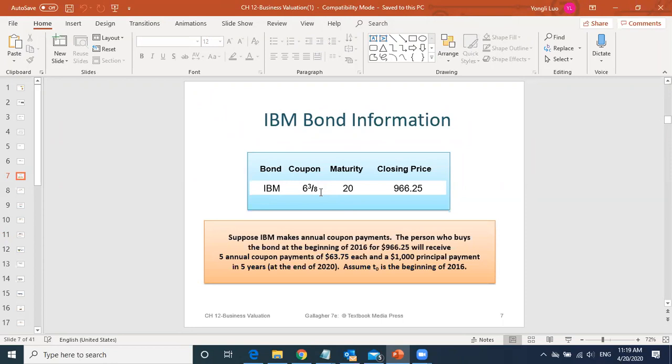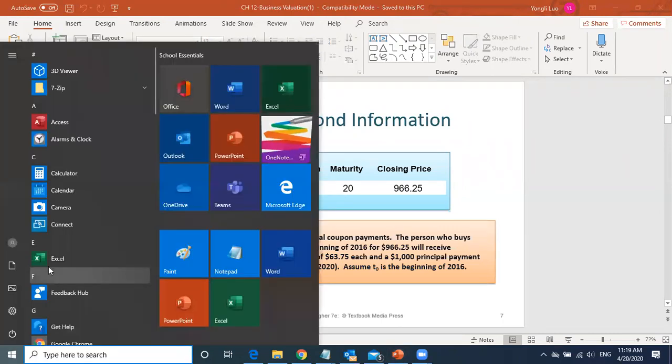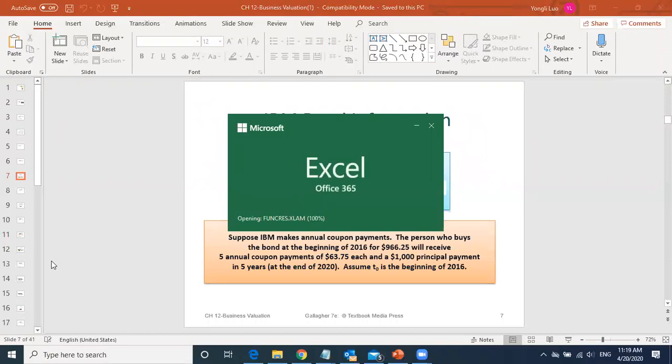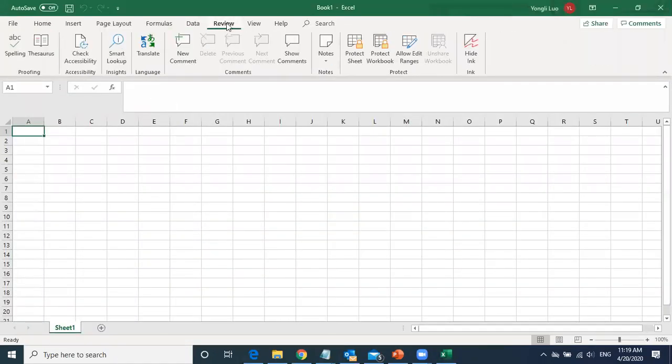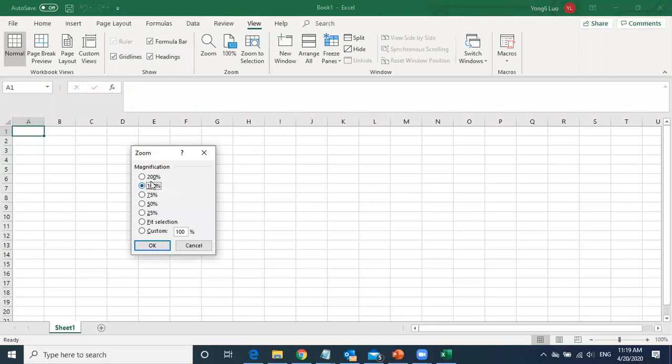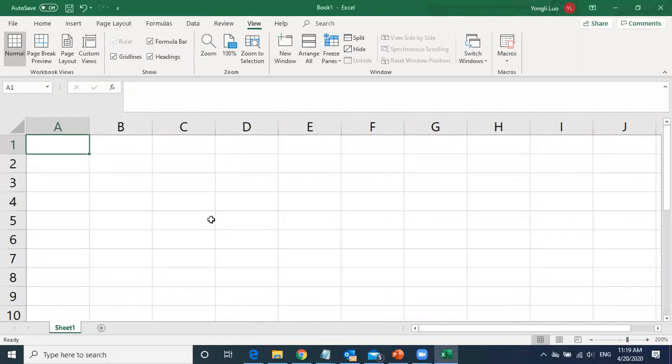So let's open an Excel spreadsheet. Now you have your computer, open an Excel spreadsheet. So first we want to know the bond pricing, the bond valuation. So you value a bond.